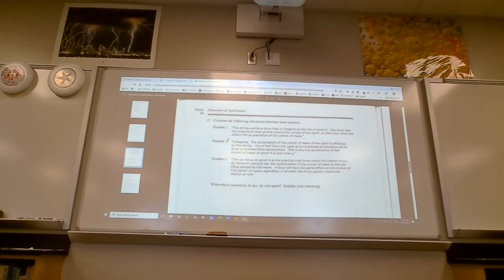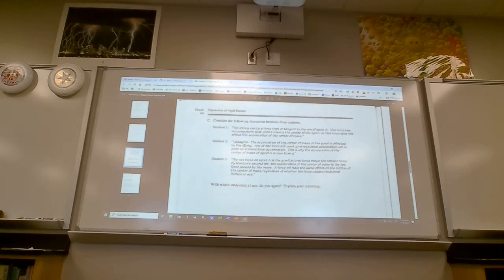What is wrong with student 1? Which part of the explanation is wrong? The force does not affect the acceleration, no matter where it's acting.